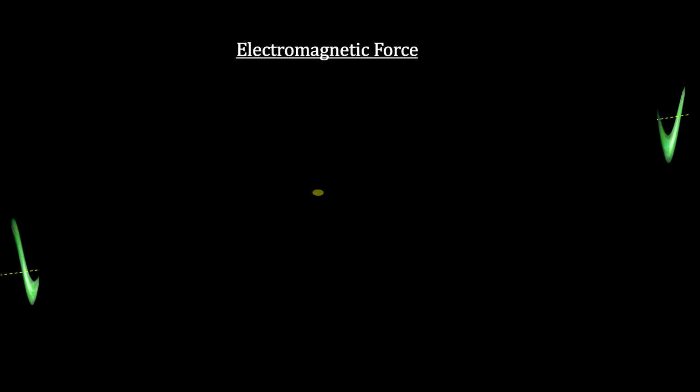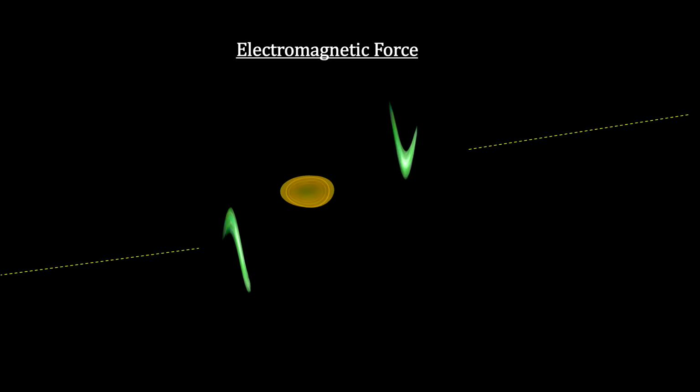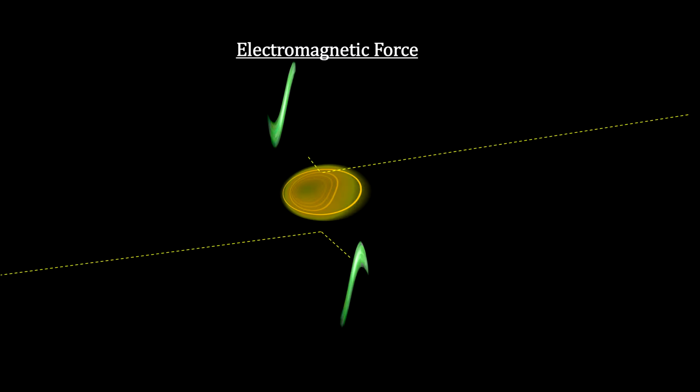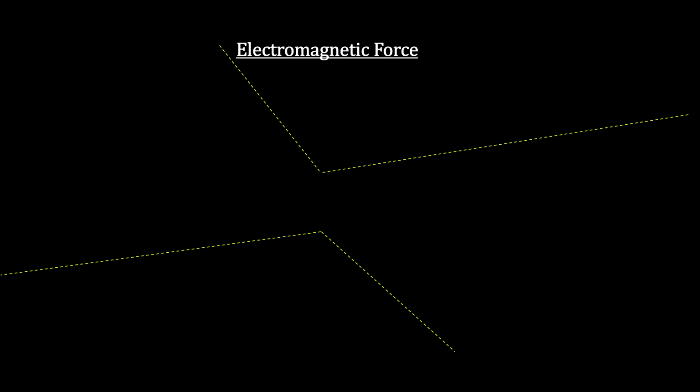Here's a couple of examples of how this electromagnetic force works. When two electrons approach each other, their charge generates a disturbance in the electromagnetic field. This disturbance pushes them apart, and their paths are bent outward.